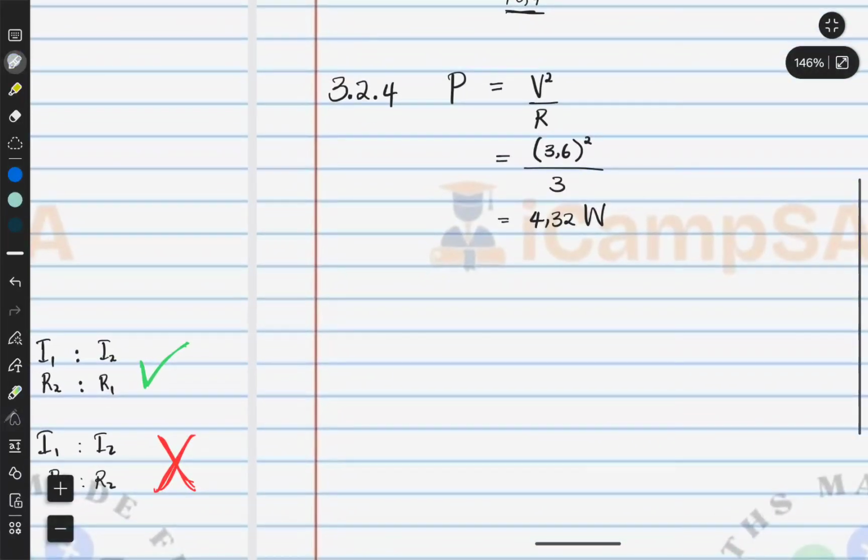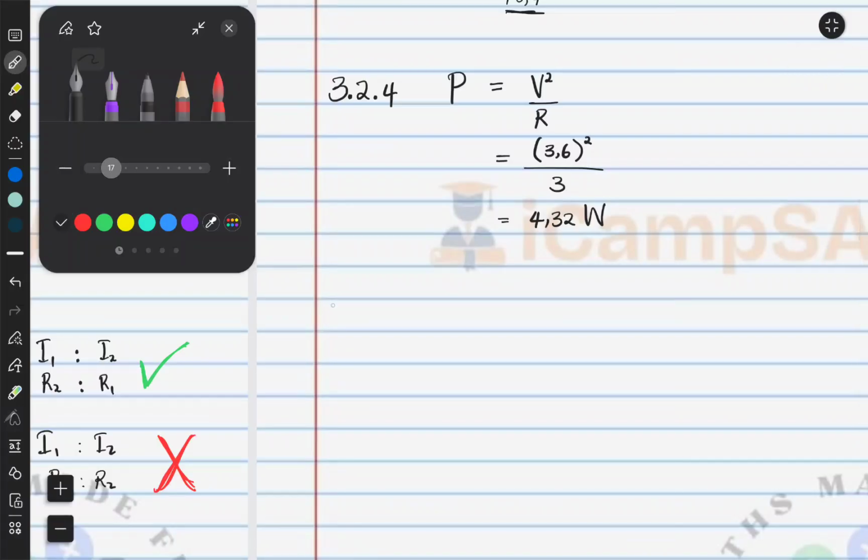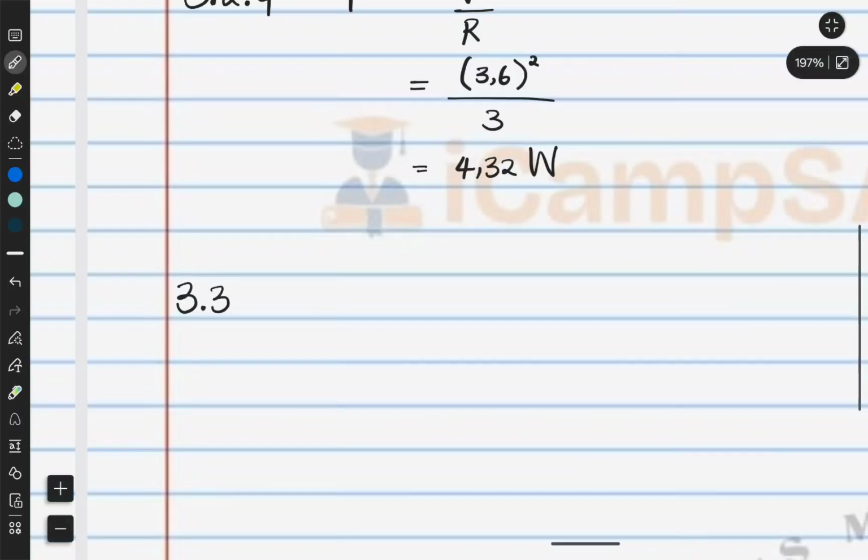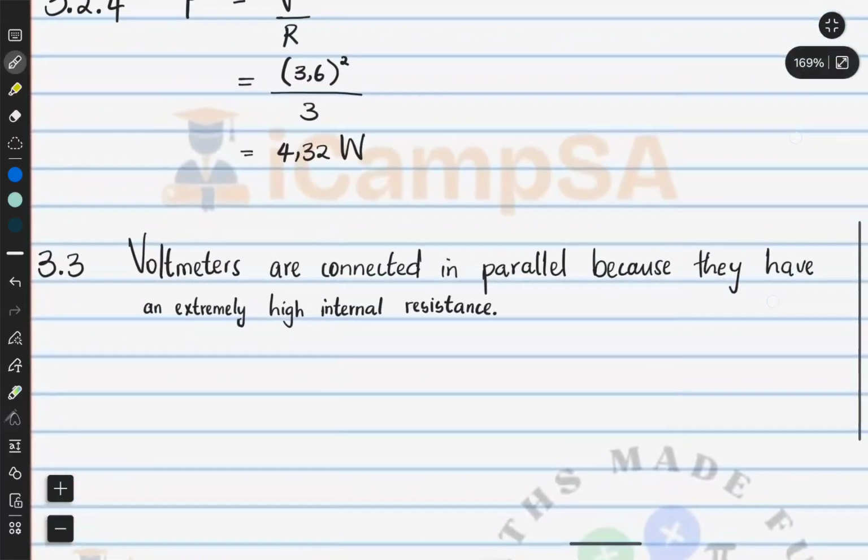So if I were to write that reason in short, I would say, voltmeters are connected in parallel, right? Because they are designed to have an extremely high internal resistance, okay? So let's write that. Yes, voltmeters are connected in parallel because they have an extremely high internal resistance. So since it's 1 mark, I think you can leave it here.